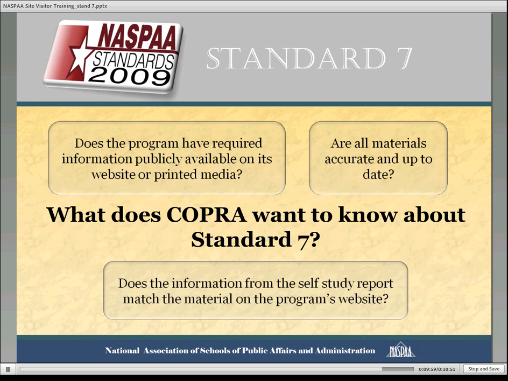And then, of course, COPRA is going to do its best to judge whether the information that's in the self-study report is valid and matches what's on the program's website. I think COPRA often will rely on the site visit team to follow up on that and be like another set of eyes and ears and brains looking at the website more closely and making sure that the information COPRA wants to know about Standard 7 is there. Is the program being transparent and can it be held accountable for doing what it says it's trying to do in its mission? Students learning what they're supposed to learn, and do the key decision makers have the information they need to make decisions?